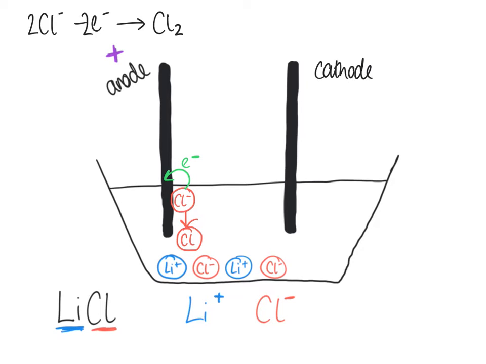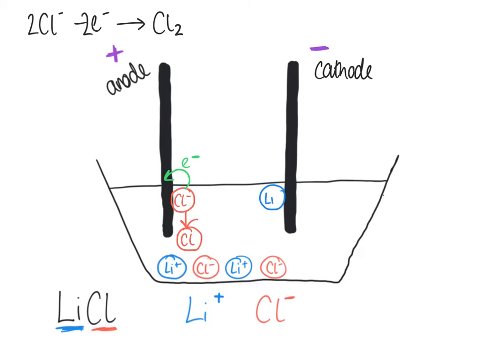The cathode, as we know, is negatively charged. Cathode is a negatively charged electrode. And so what's going to be attracted to it? Well, if it's negative, then it's going to attract the positive ions. And we know that cations go to the cathode. And so what is our cation here? Well, it's the lithium ion.